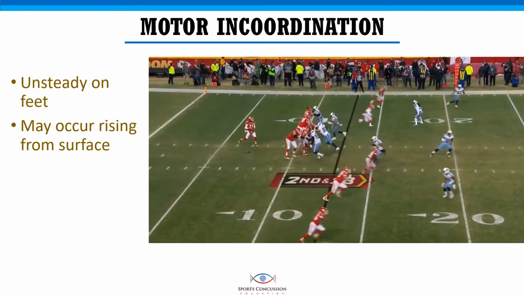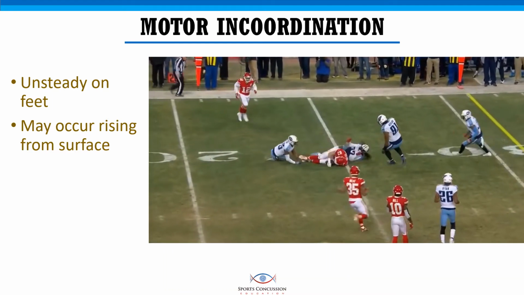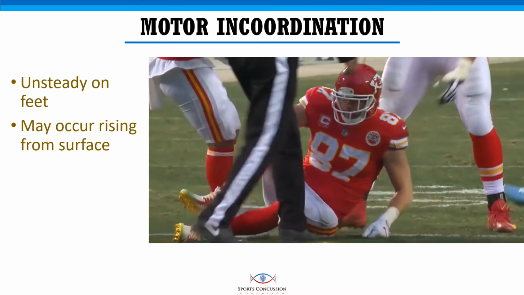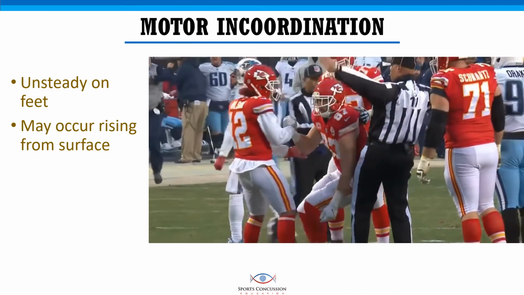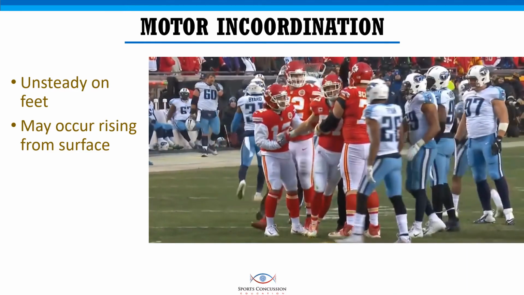The next video sign is motor incoordination. The player appears unsteady on their feet, including losing balance, staggering, stumbling, struggling to get up, or falling. It can occur in rising from the playing surface or in the motion of walking or running.